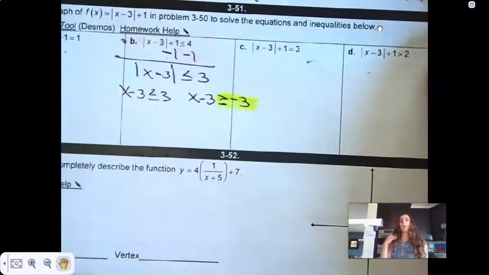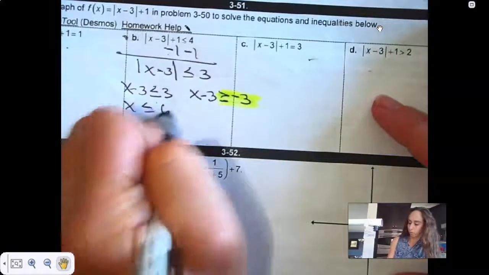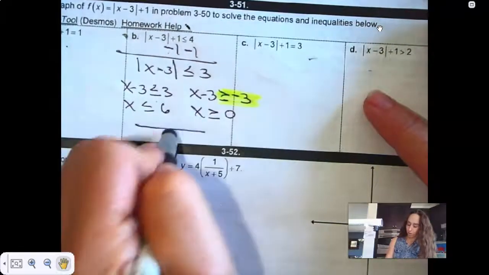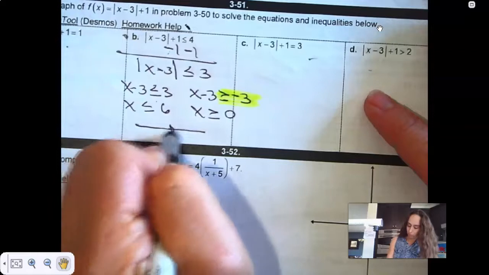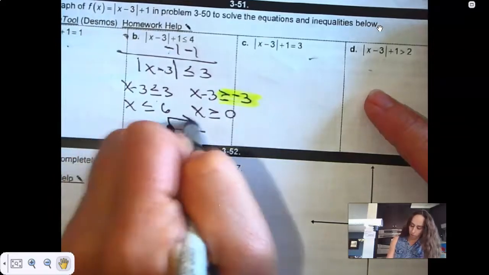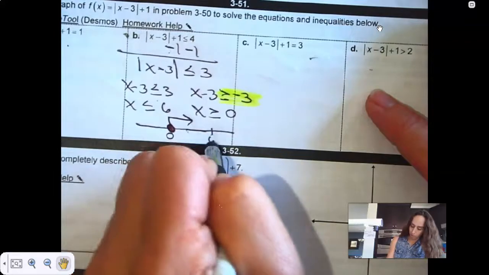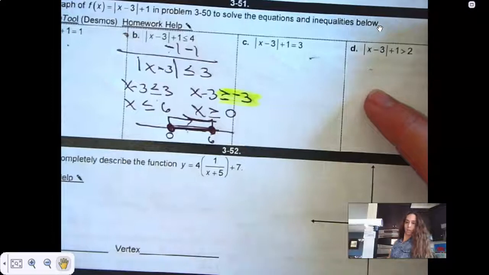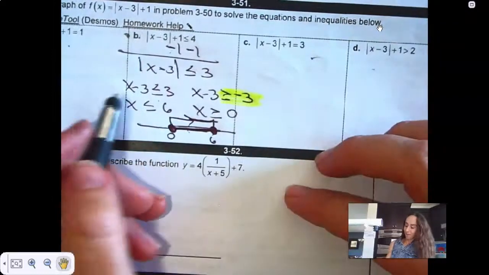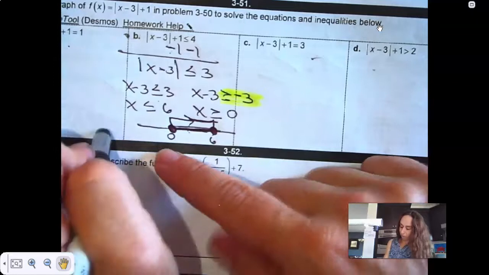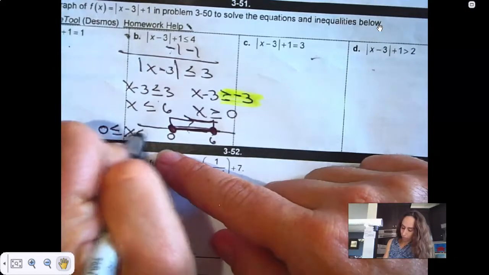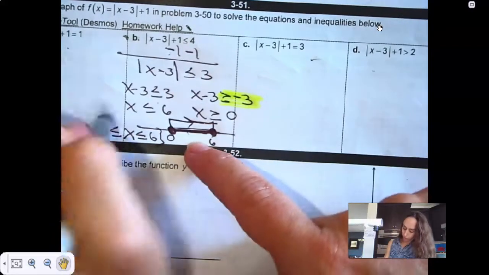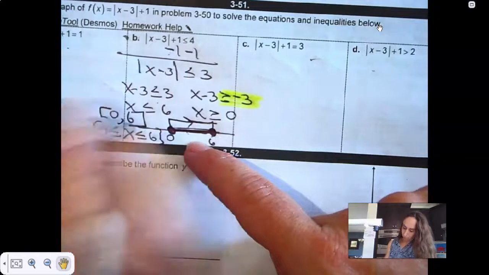So it's similar. Now you solve: x is less than or equal to 6, x is greater than or equal to 0. Then you have to decide how it's going to look when you graph it. So 0 closed, greater than means this way. This is 6, less than or equal to this way. So it's everything in between. So that means in set notation, I guess the answer is 0 is less than or equal to x, which is less than or equal to 6. And in interval notation, it's [0, 6], there.